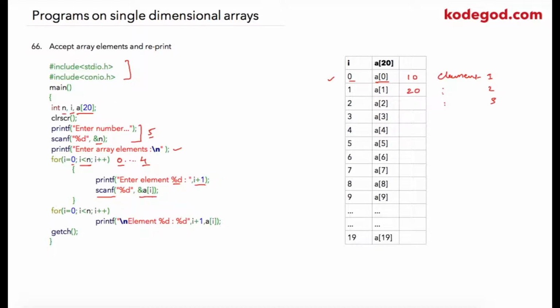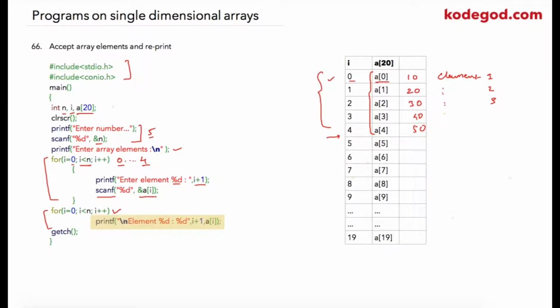So similarly, our loop is going to execute till 4. So suppose user has entered 30, 40 and 50 in the subsequent iterations. After that, this loop will be completed, and then again we are writing the same loop. So we need to print these values. So again, I am using the for loop starting from 0 till 4. So these all indexes will be executed.